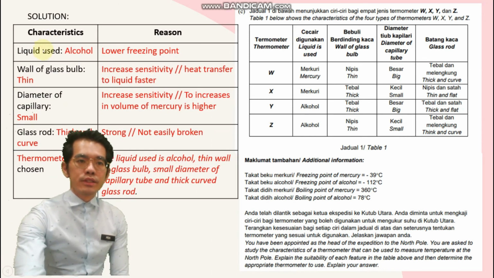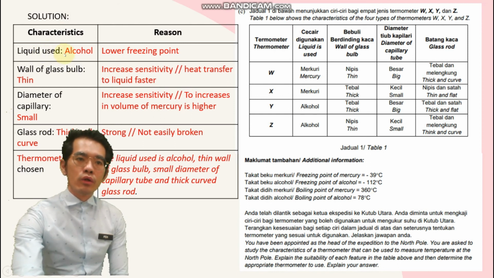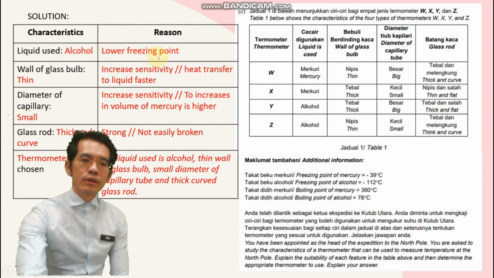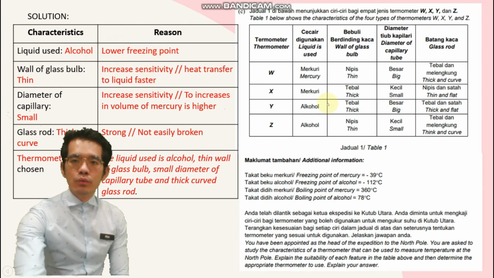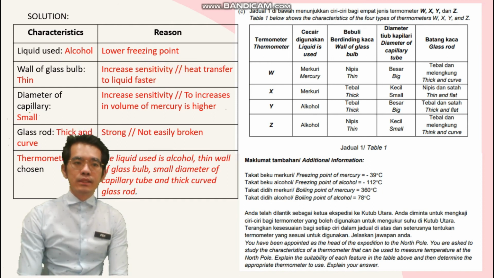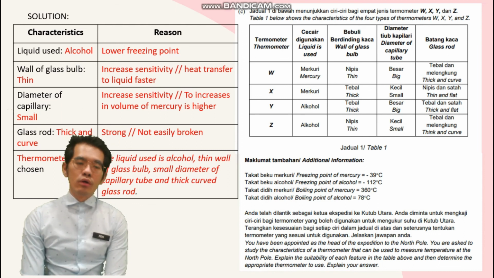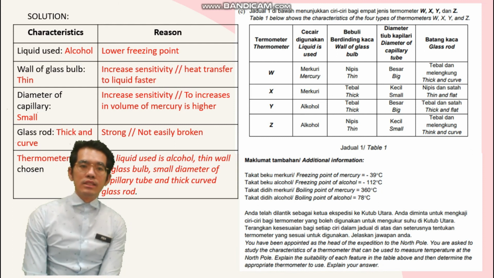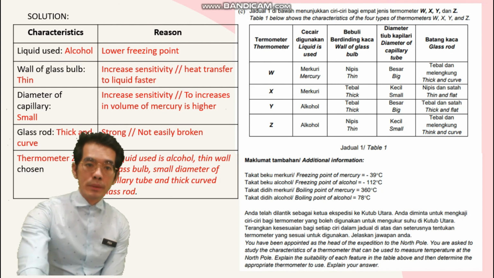Okay, so the first, as I mentioned, the liquid used must be alcohol, which have a lower freezing point. And the second, we choose a thin wall of glass bar to increase the sensitivity. Okay, so you also can write as heat transfer to liquid faster. And the third character, we have to choose the narrow or small diameter of capillary for the same reason, to increase the sensitivity of thermometer.